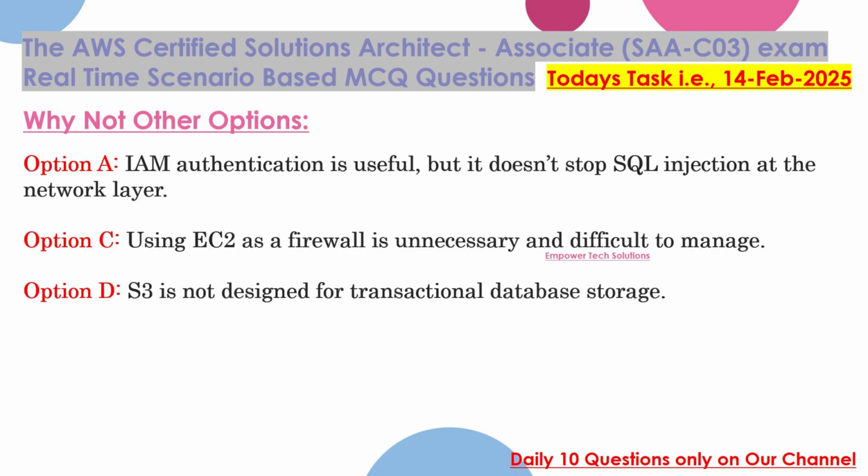Why not other options? Option A. IAM authentication is useful, but it doesn't stop SQL injection at the network layer. Option C. Using EC2 as a firewall is unnecessary and difficult to manage. Option D. S3 is not designed for transactional database storage.